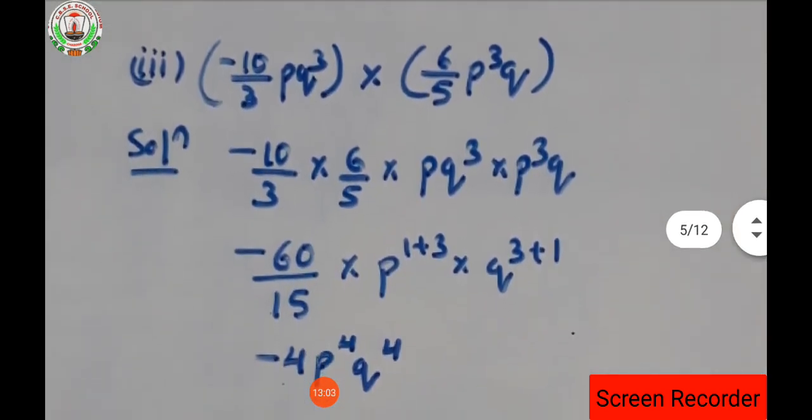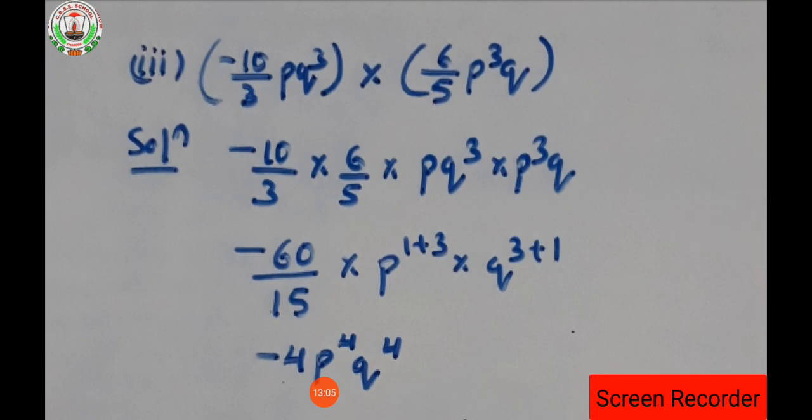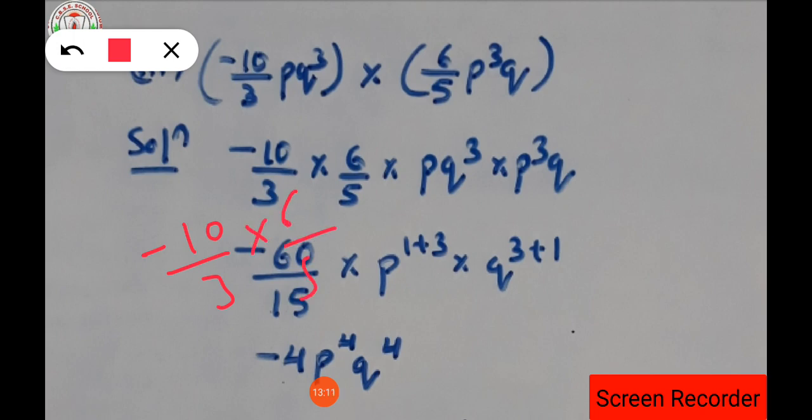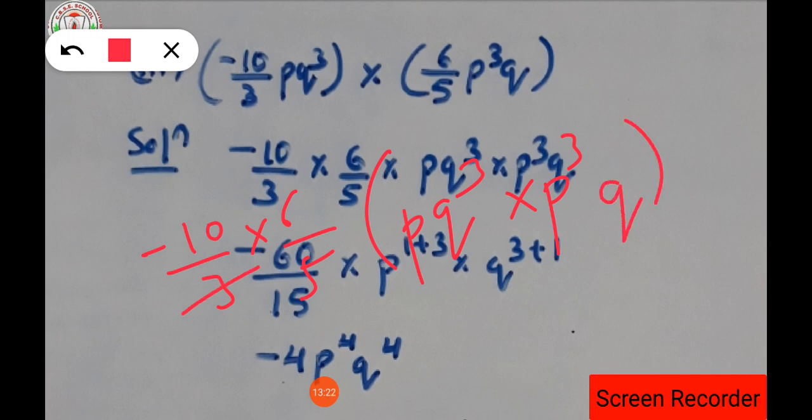Next, question number 10. What does question number 10 say? Again it is a multiplication, isn't it? So in the multiplication, minus 10 upon 3 into 6 upon 5. Then the alphabets will be multiplied, that is p q to the power 3 into p cube q. Here the cancellations can be done easily, isn't it? You know how to cancel. So what result is left? 2 into 2, that will be minus 4 is left.